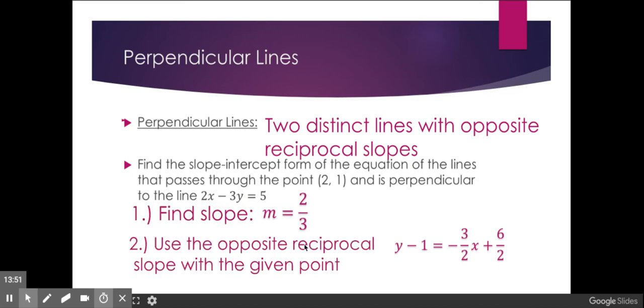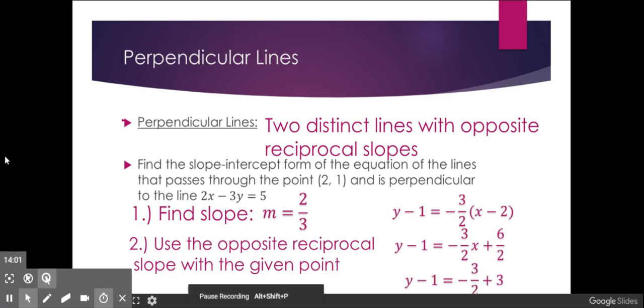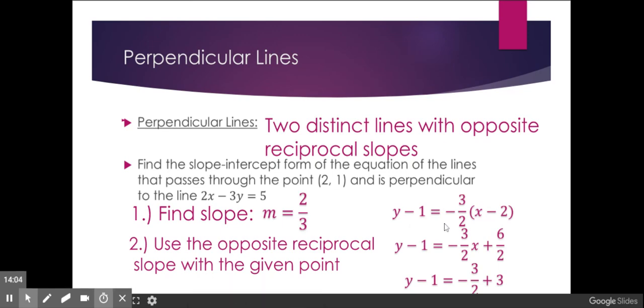So the first thing we would want to do is find the opposite reciprocal slope with the given point. So here we have the slope of -3/2 because the opposite reciprocal of 2/3 would be to flip it and make it negative. And so then we would distribute, we get -3/2x plus 6/2. Keep in mind this is like 2/1, so you multiply across the top and bottom. And then we get y minus 1 equals -3/2x plus 3.